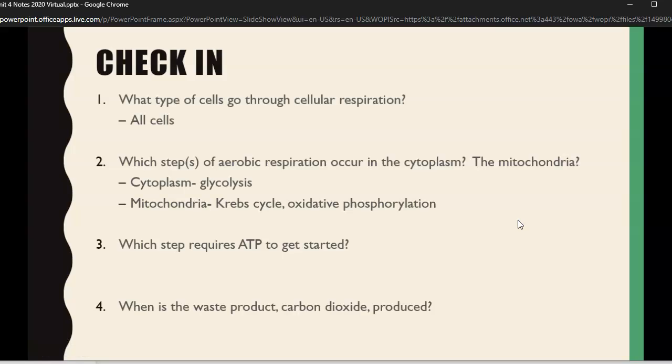Number 3, which step requires ATP to get started? You're right, glycolysis. We need to add some energy in order to get energy out for glycolysis. And then number 4, when is the waste product carbon dioxide produced? This is produced in the pre-Krebs and the Krebs cycle. So in the center of the entire aerobic respiration steps, that is where your carbon dioxide is produced as a waste product.